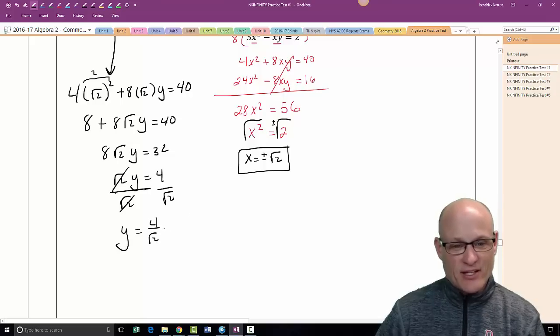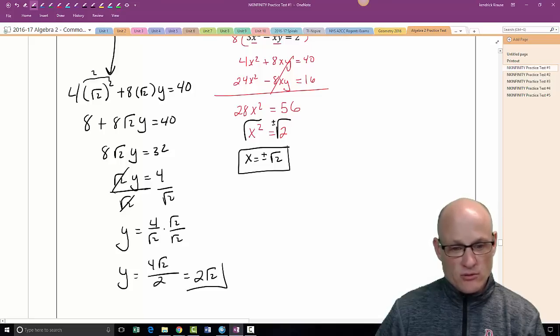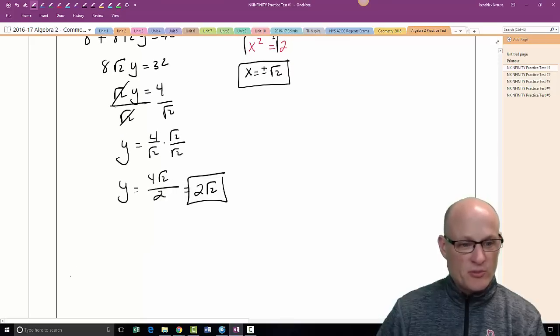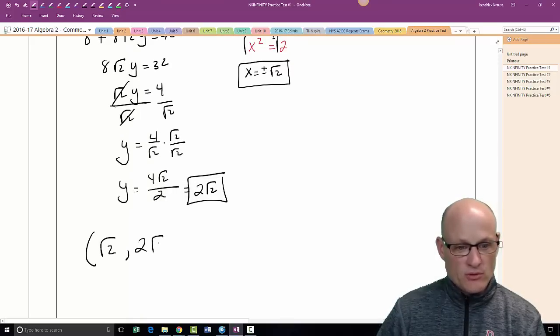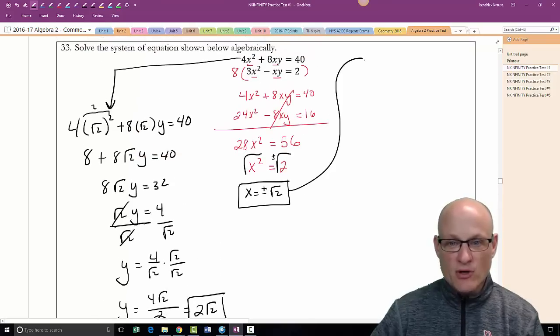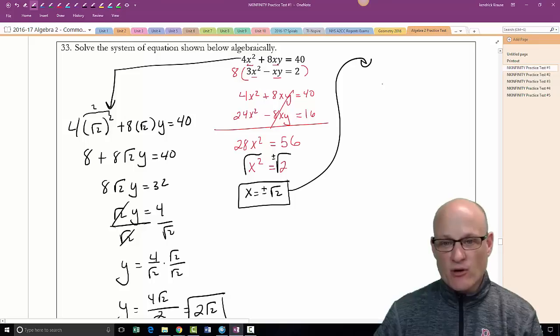But you can't leave it like that, so you got to multiply by square root of 2 over square root of 2. So I get y equals 4 square roots of 2 over 2, which is really just 2 square roots of 2. So my first point of intersection appears to be the square root of 2 comma 2 square roots of 2. But remember, that was just plugging in that positive square root. I also got to plug in negative square root of 2. So I'm going to do back into this equation.